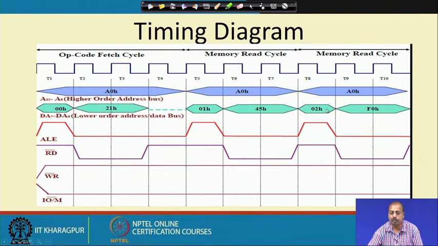So, it becomes A002, and this A0 is put onto the higher order address bus from the PC high, and this 02 hex from the PC low comes to the lower order address bus. Similarly, when the ALE signal is given, the address is latched, and when the read bar signal is activated, it is read from the memory. This F0 hex value that comes from memory is loaded into the B register. So, this way the LXI B instruction is executed, and we have got the entire timing diagram. That illustrates how LXI B is done.